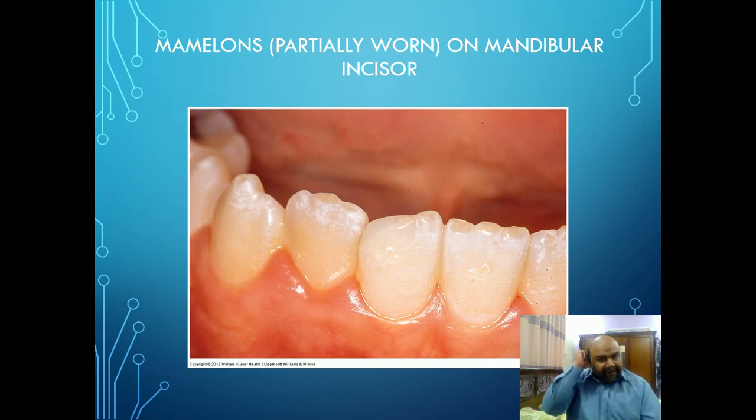Now, this is an example of mamelons that have been worn. As you can see, they're partially worn. On some surfaces, there are no mamelons, and in others you can actually see some remnants of the mamelons. Here all of the three mamelons are present, but they are at different degrees. And this is what happens in reality. The way we masticate, the way we chew, our alignment of teeth, our occlusion of teeth results in uneven wear and tear of the incisal surface.